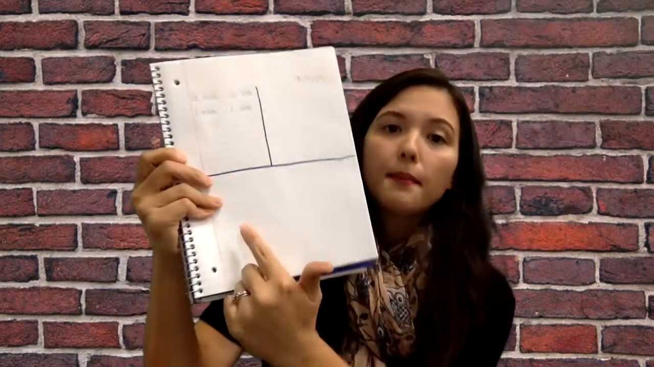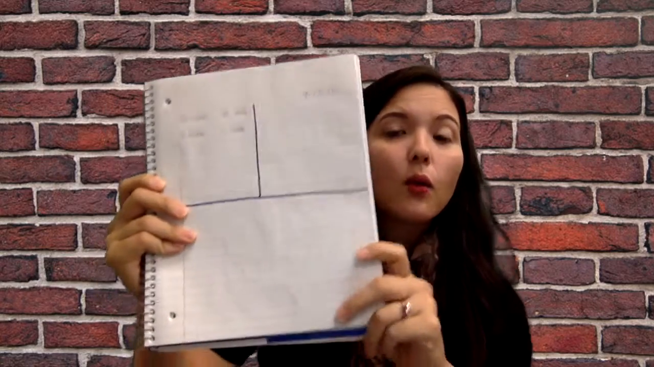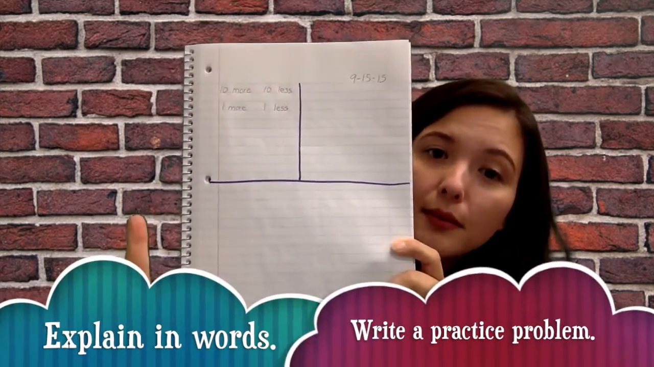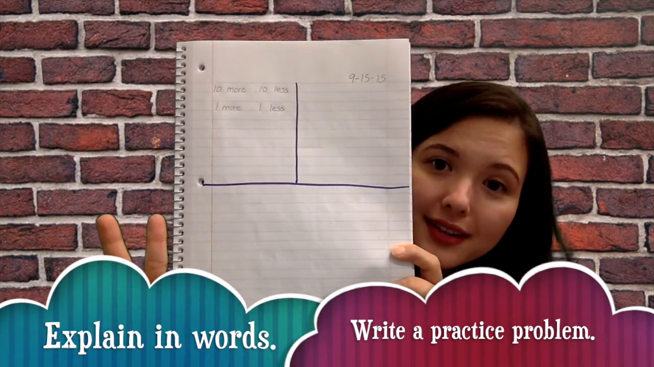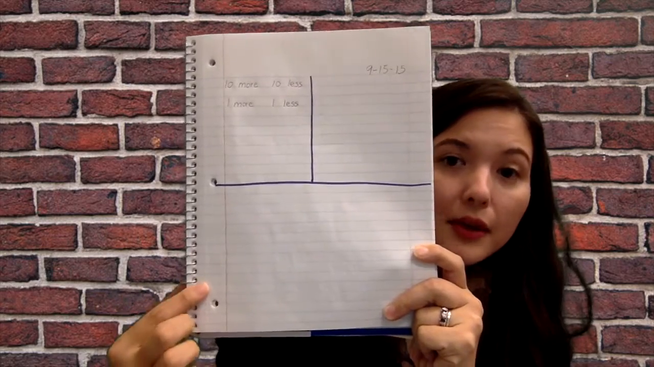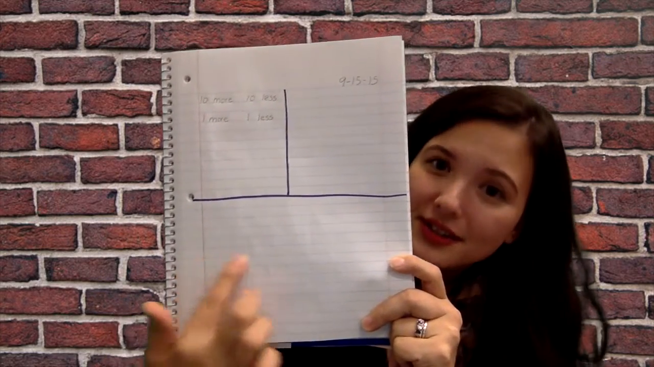Make sure that at the bottom of your paper you explain to me what you learned in your video today. You can do a problem. You can explain with words. Those are your two ways that you can explain it. You can do a practice problem, or you can explain in words what we learned in our flipped video today.